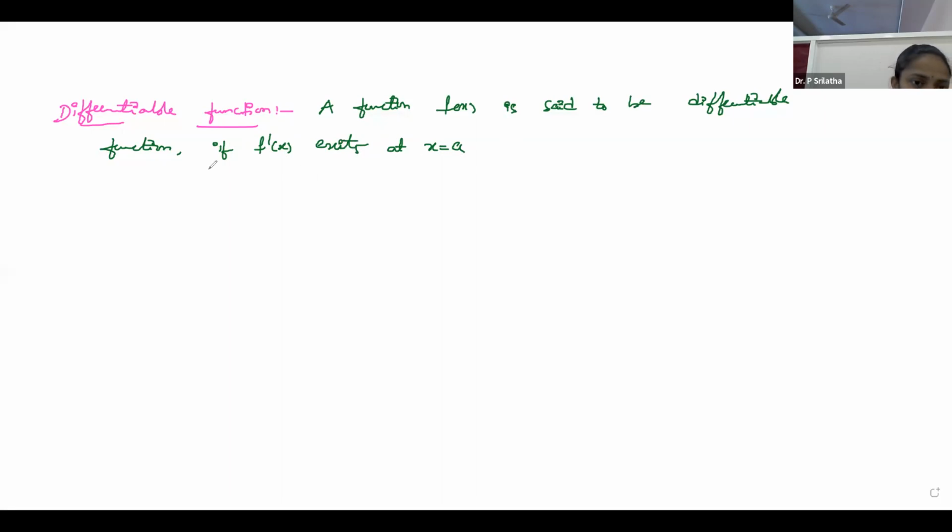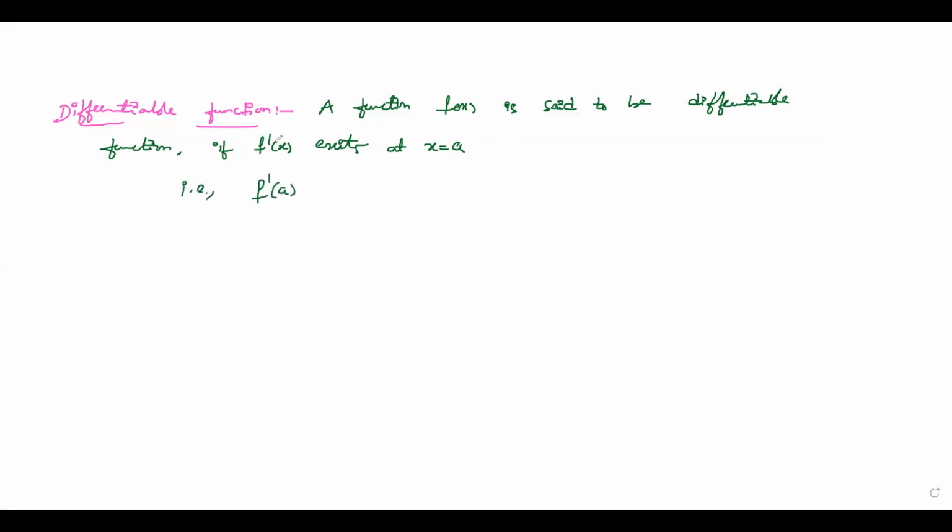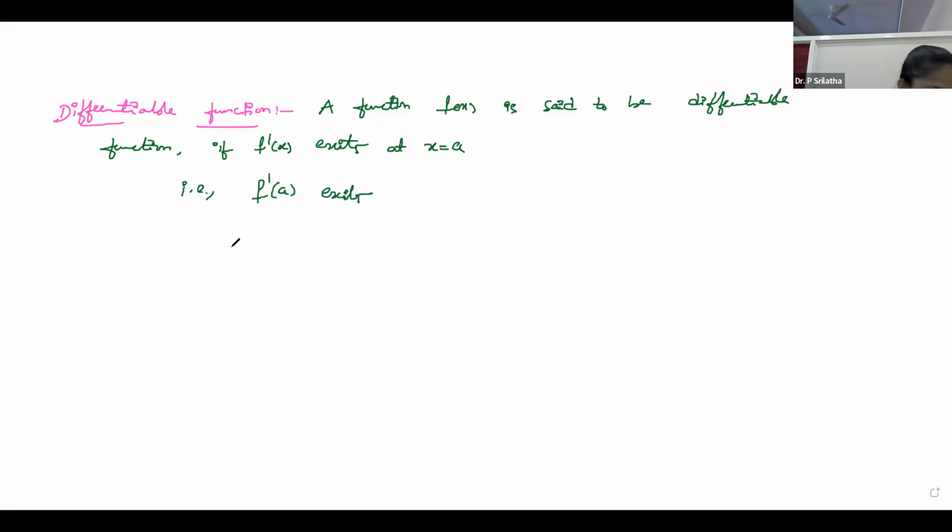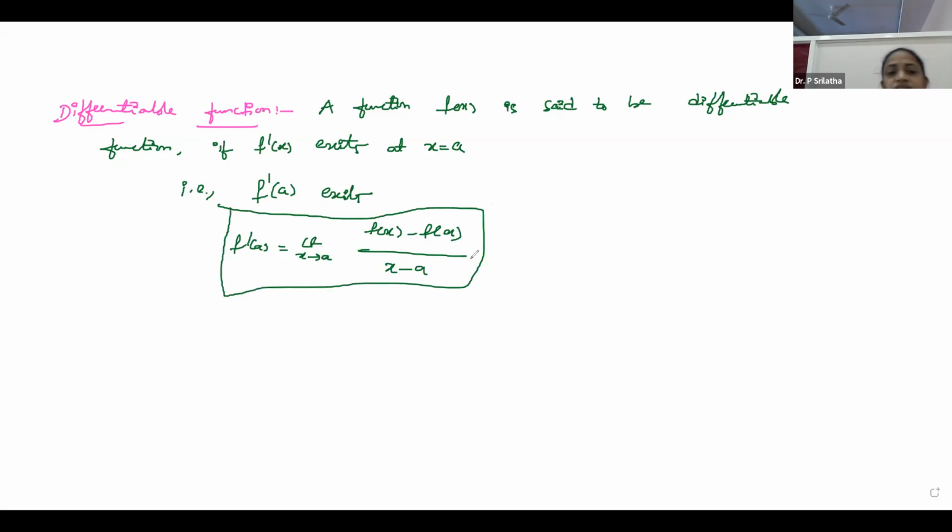A function f of x is said to be differentiable if f dash of x exists at x equal to a. That means f dash of a, putting a instead of x, exists. So what is the formula for f dash of a? That is nothing but the limit as x tends to a of f of x minus f of a, divided by x minus a. This is the formula for a differentiable function.